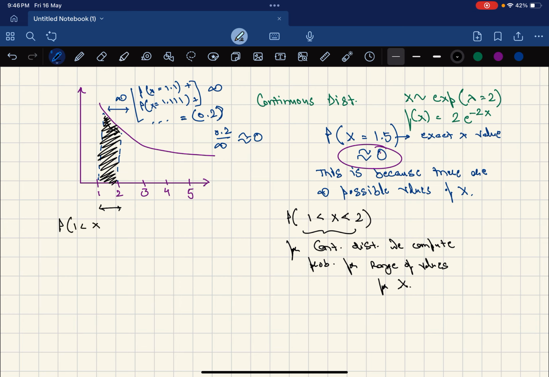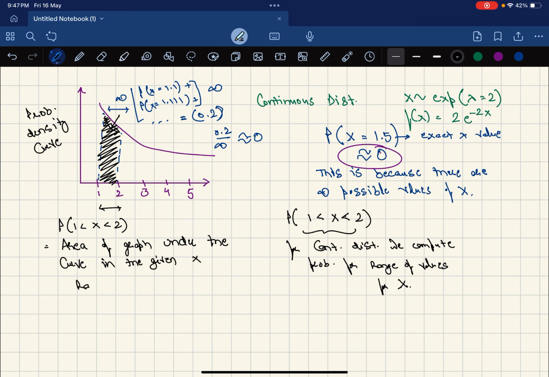So the probability of x ranging from x equal to 1 to x equal to 2 would be the area of the graph under the curve. We are only looking at the region which is under the curve here. This is called the probability density curve. So we'll just mention it again here: whatever we are looking at is the probability density curve, and this is defined for continuous distribution. So it is the area of the graph under the curve in the given x range.